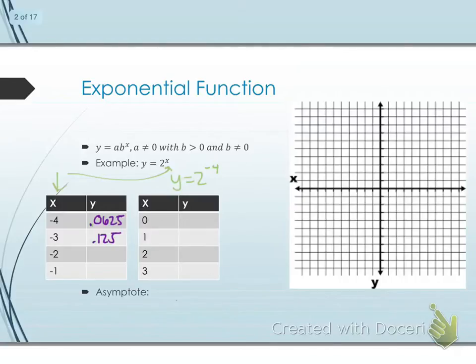2 to the power of negative 2, I get 0.25. 2 to the power of negative 1, I get 0.5. Anything to the 0 power is 1. 2 to the first is itself. 2 squared is 4. 2 to the third is 8.